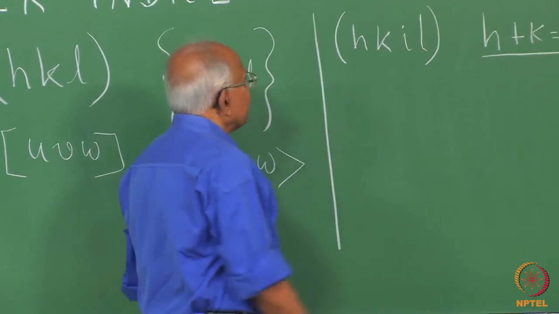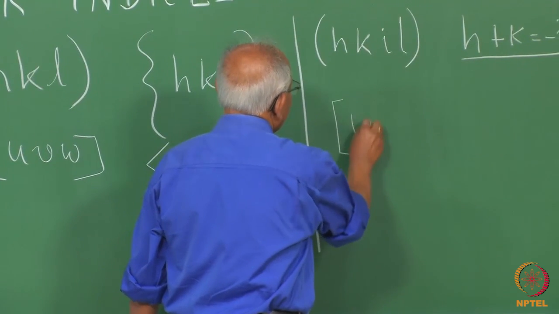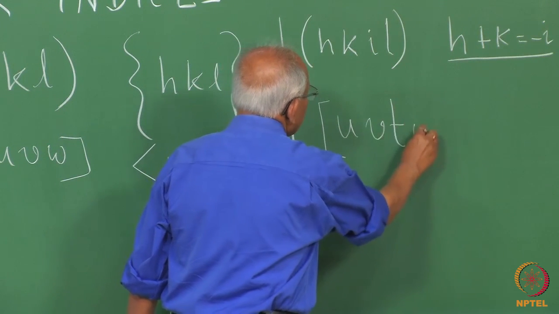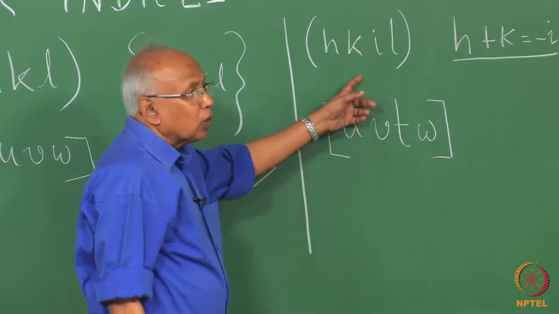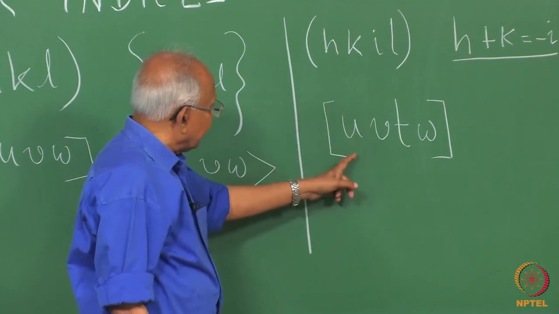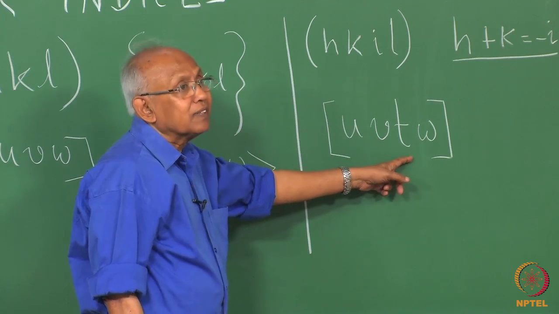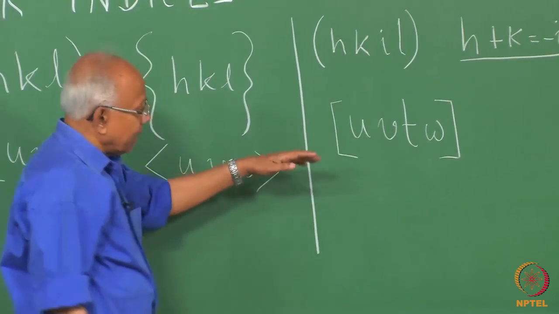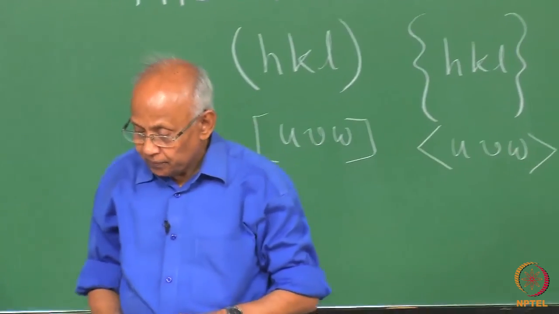The other thing to remember is when it comes to a direction in a hexagonal system, we write it as U, V, T, W, and in fact we follow the same procedure as in case of naming a plane. So, U plus V must be equal to minus T. So, when we name a direction, we must make sure that it follows that kind of a procedure.